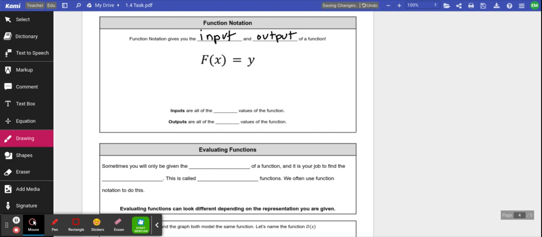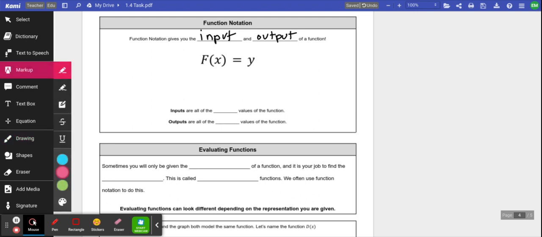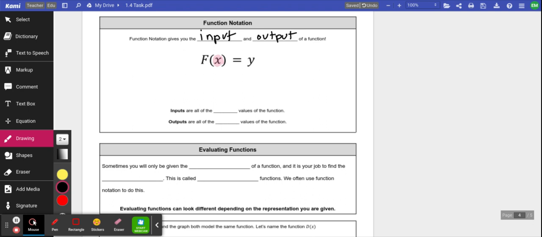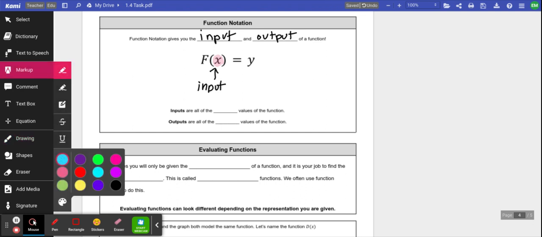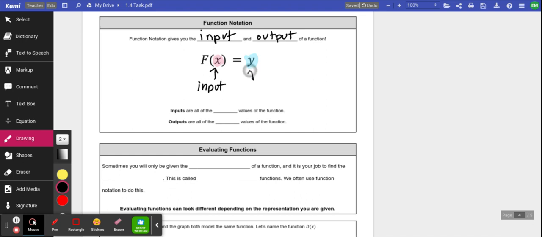And we would say this as f of x equals y, where x is going to be our input. So that's our input, the x. And y will be our output. It's what we get out of the function. So if we have those function machines that we saw before, we are putting in an x value and getting out a y value. So the inputs are all the x values and the outputs are all of the y values of that function.